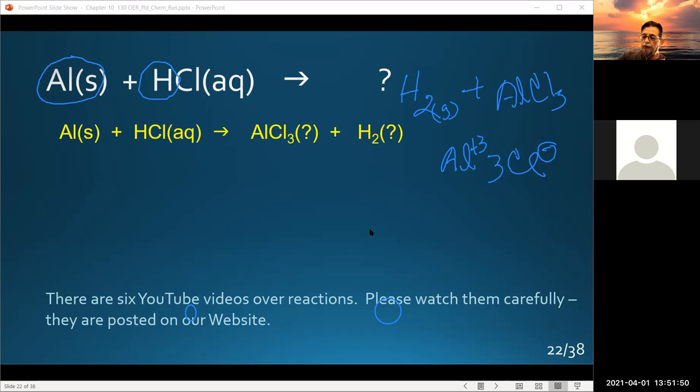So what would you suggest? Any ideas? How can I balance this? You know what I'm saying? I've got 1 aluminum on each side, so they're good. The chlorides and the hydrogens can be a little bit challenging. Anybody have any suggestions? What will work?